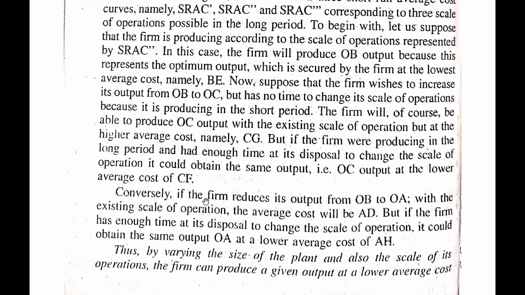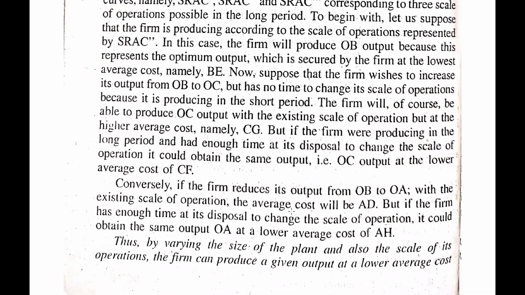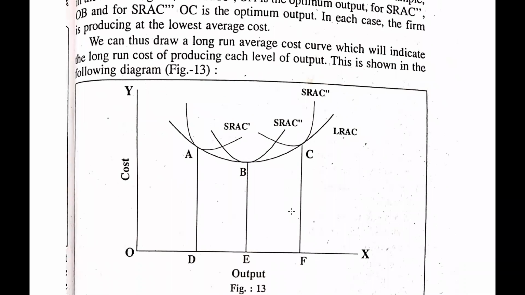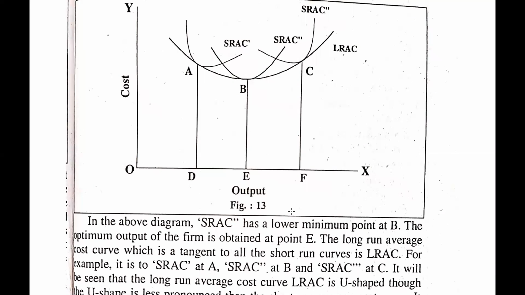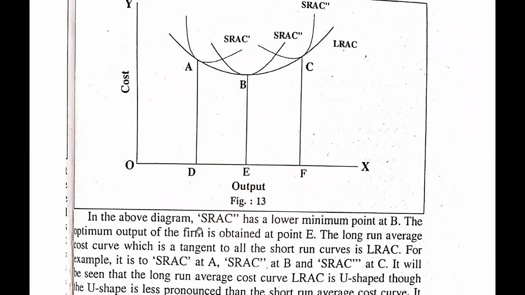We will see, conversely, if the firm reduces its output from OB to OA with the existing scale of production, the average cost will be AD. But if the firm has enough time, so guys, here we need to again see the diagram given in figure 13. That will also be the same as we have seen. There is a little difference. In the above diagram, short run average cost has a lower minimum point at B. So at point B, short run average cost has its minimum point. Minimum point means here the company will get the minimum cost of production.